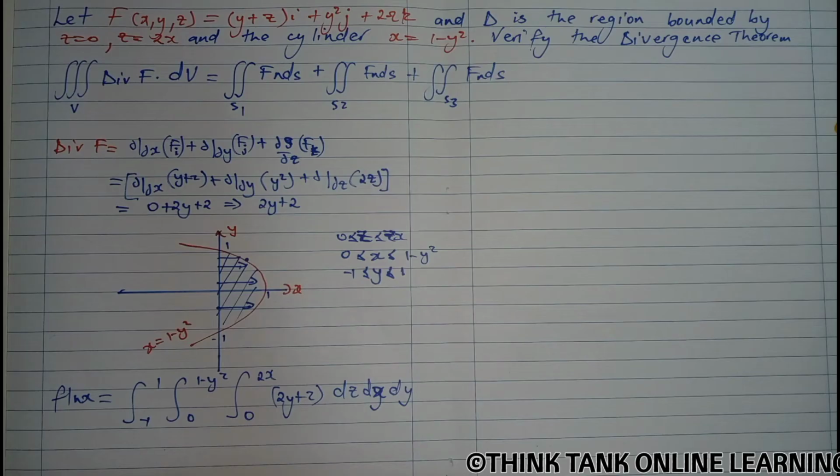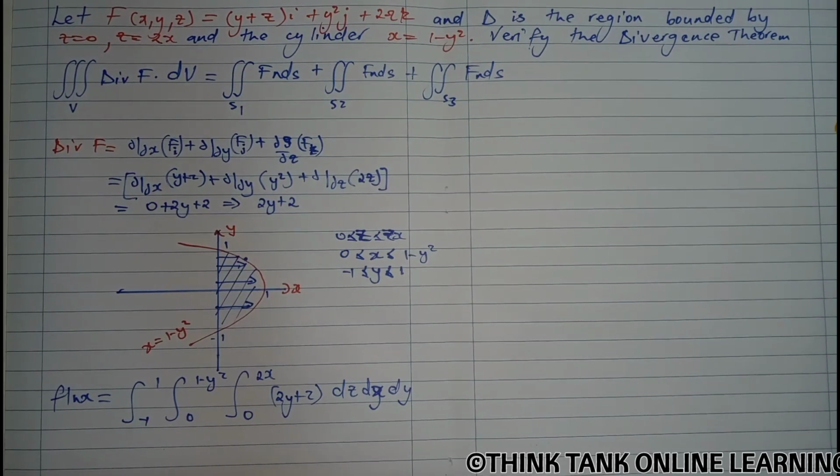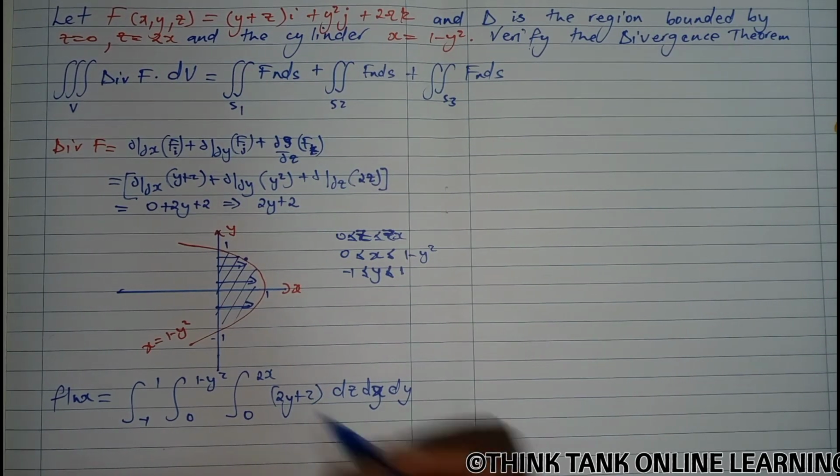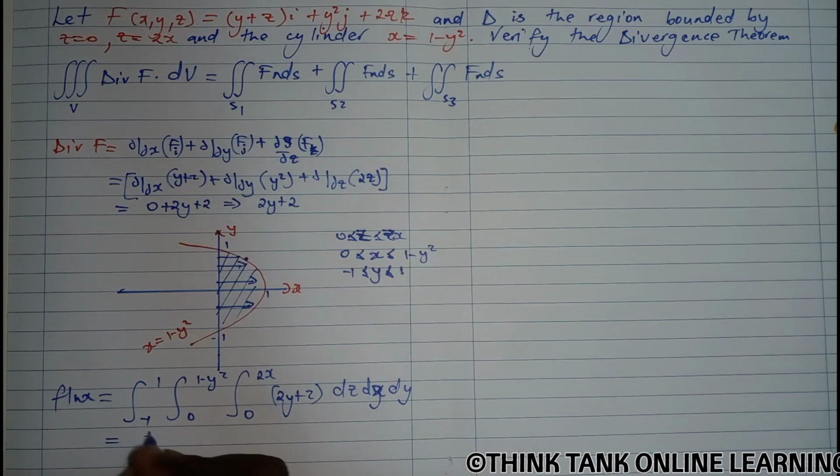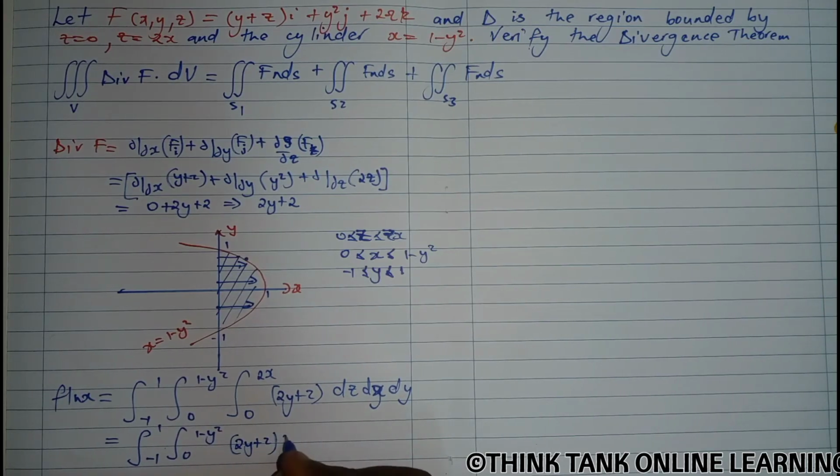Now let's integrate with respect to z. We don't have any z variable here, so I'm going to write from negative 1 to 1, from 0 to 1 minus y squared, and I'm going to have 2y plus 2, and I'm going to write z here from 0 to 2x. I'm going to have dx dy.